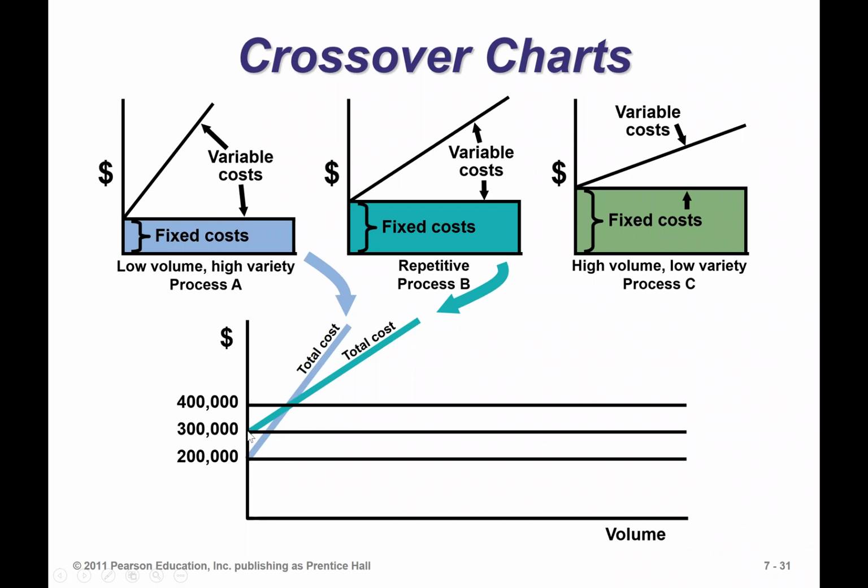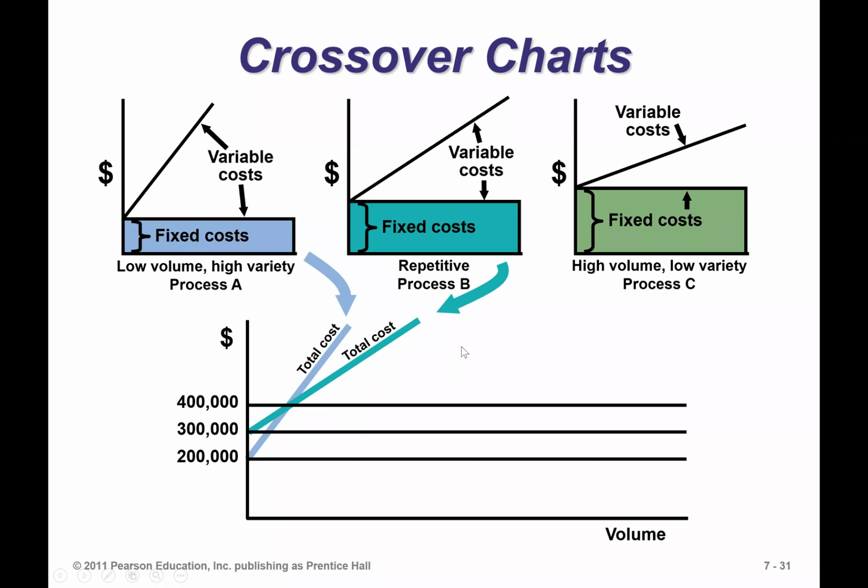But look what happens as the volume goes up. As you start making more product, your variable cost is going to go up, but at a rate which is less than the rate of the one with the lower fixed cost, because the cost per unit for this one is much less than the cost per unit here. That's why the slope is flatter than the variable cost for process A.